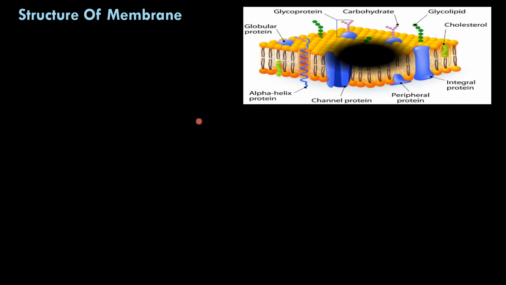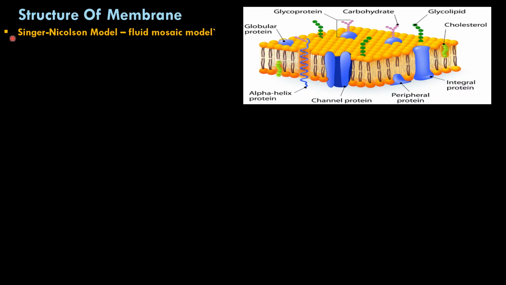Coming to the structure of the membrane, different models were proposed to explain the structure and composition of the plasma membrane. The most accepted model was given by Jonathan Singer and Garth Nicolson in 1972, which is called the fluid mosaic model. According to this model, biological membranes are semi-fluid in nature, which have the lipids and the intrinsic proteins arranged in a mosaic manner.